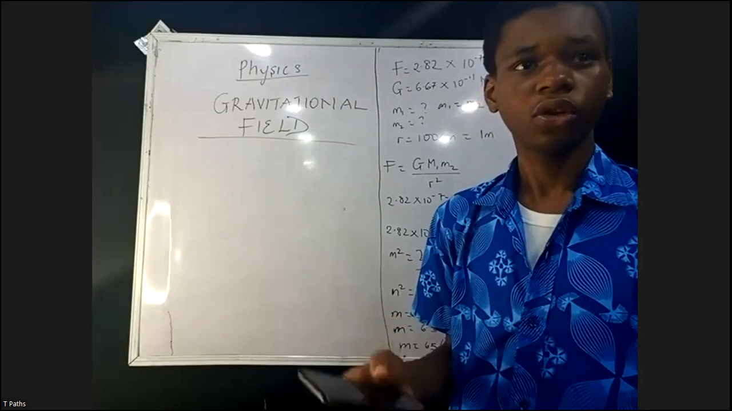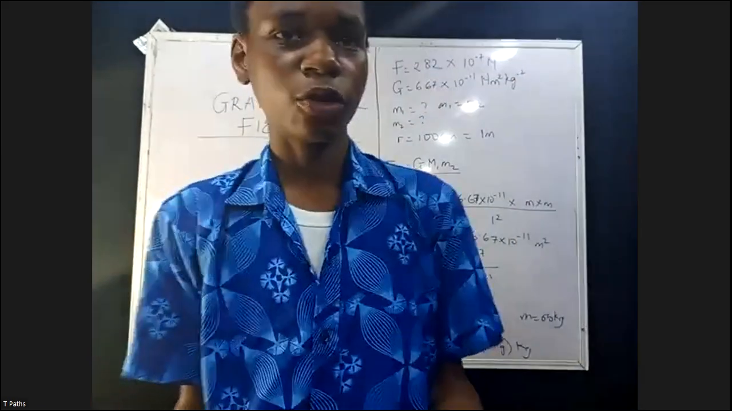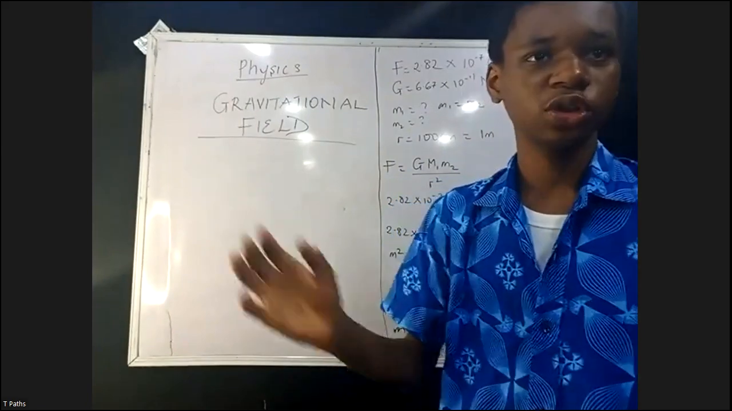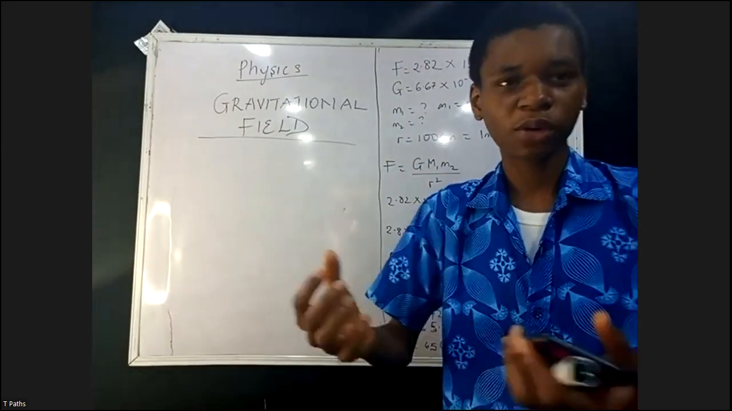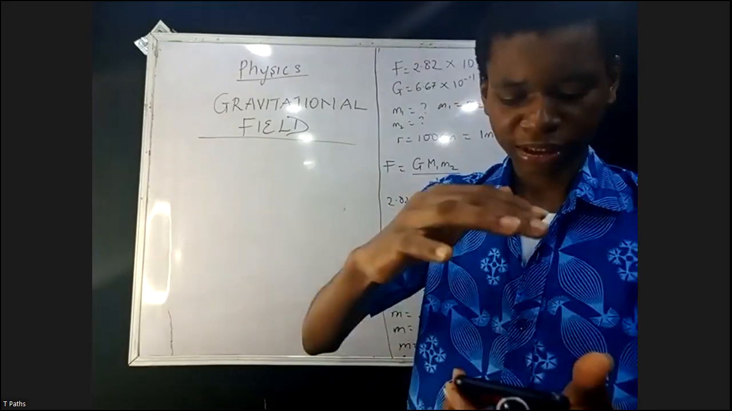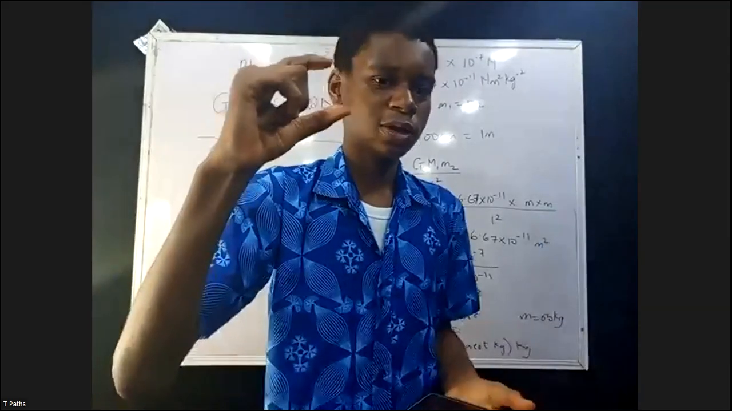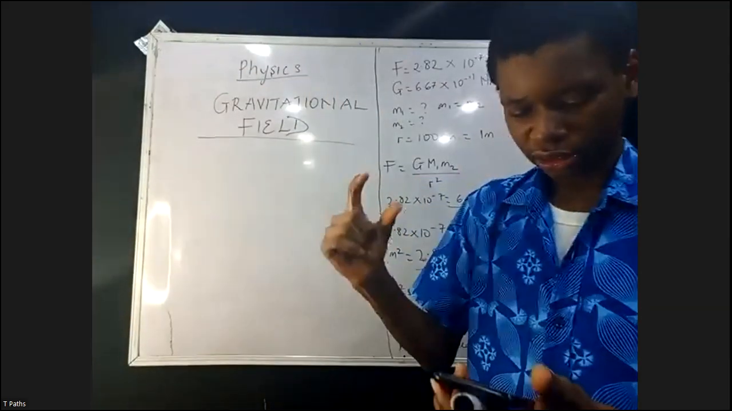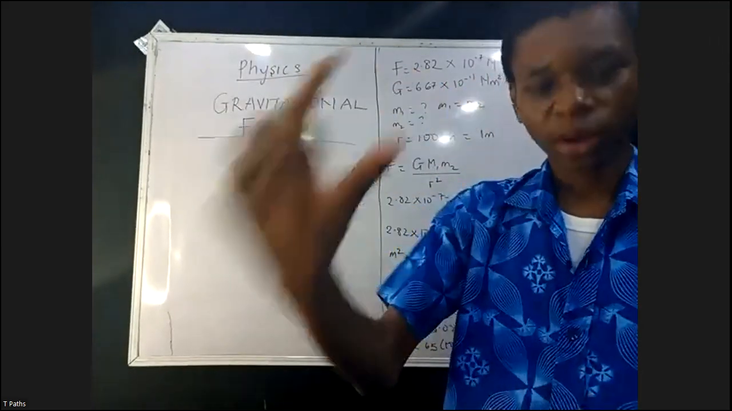So now the gravitational escape velocity. Escape velocity is the velocity used for rockets. When they are leaving the Earth's surface, they are moving to space. The minimum velocity required for that rocket to break free from the gravitational attraction of the Earth is what we call escape velocity.